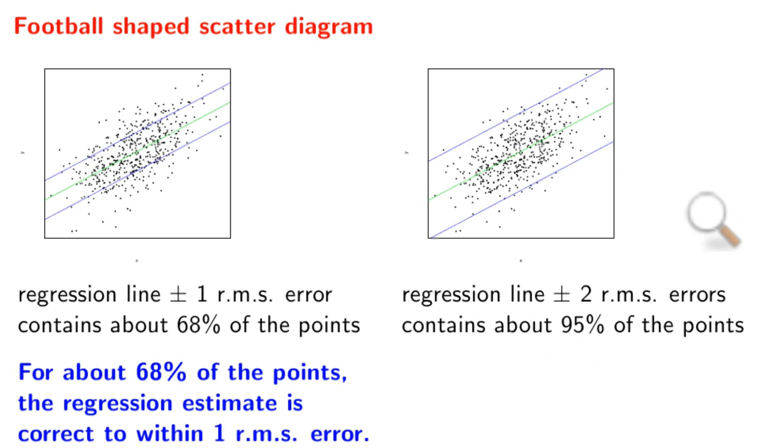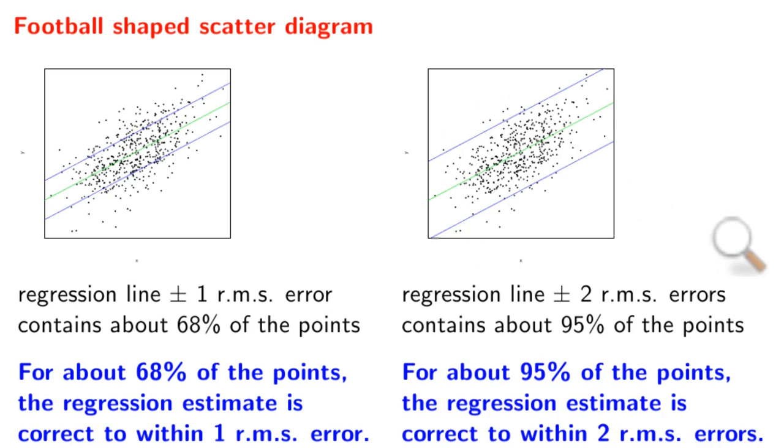Oh, by the way, on this scatter diagram there are 500 points. So 5% of the points are outside the blue band. 5% of 500 is about 25 points, and I went through and actually counted these guys, and it's just about 25. And so in terms of estimation, what you have said is that for about 95% of the points, the estimate is correct to within 2 RMS errors.